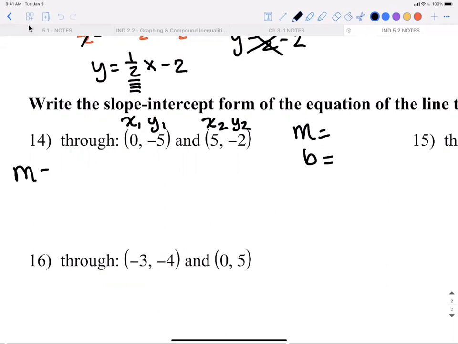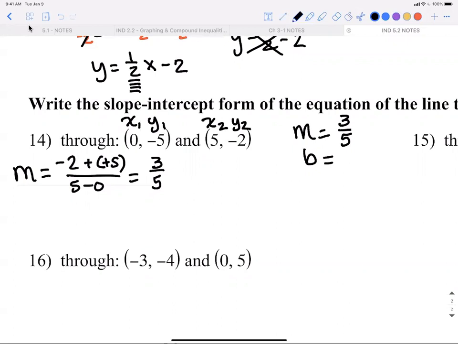I'm going to do what I did yesterday, and I'm going to find my own M. So I'm going to go M equals -2 minus a -5 over 5 minus 0. Okay, I'm plugging into my slope formula. Plus and plus, -2 plus 5 is +3. 5 minus 0 is 5. I found my own slope, so I'm going to come up here where my M is, and I'm going to write my slope.